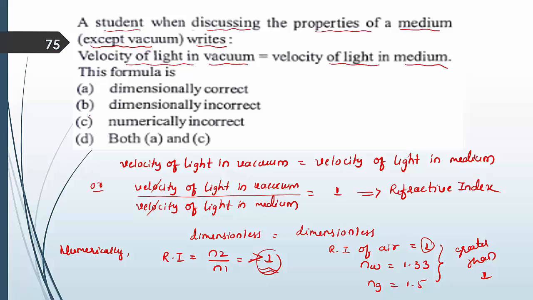So option A and C, these two are right options, or you can go for both A and C. So directly we can write option D is right. Dimensionally correct but not numerically, because the RHS value is always greater than 1 except vacuum or air medium.